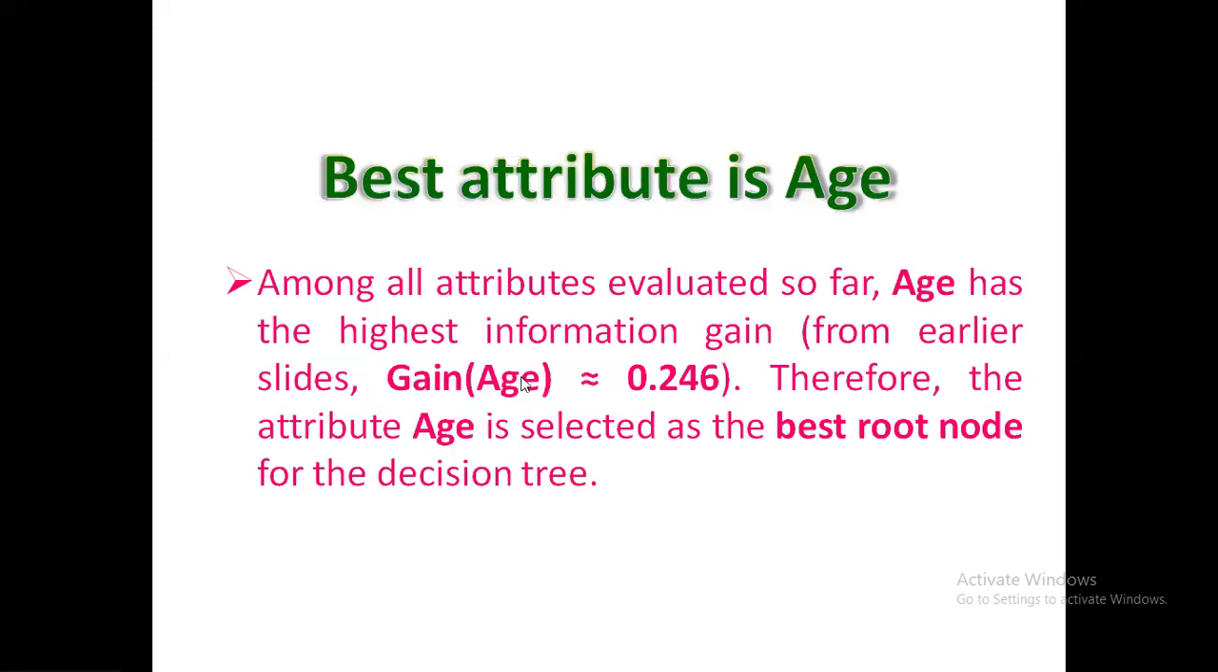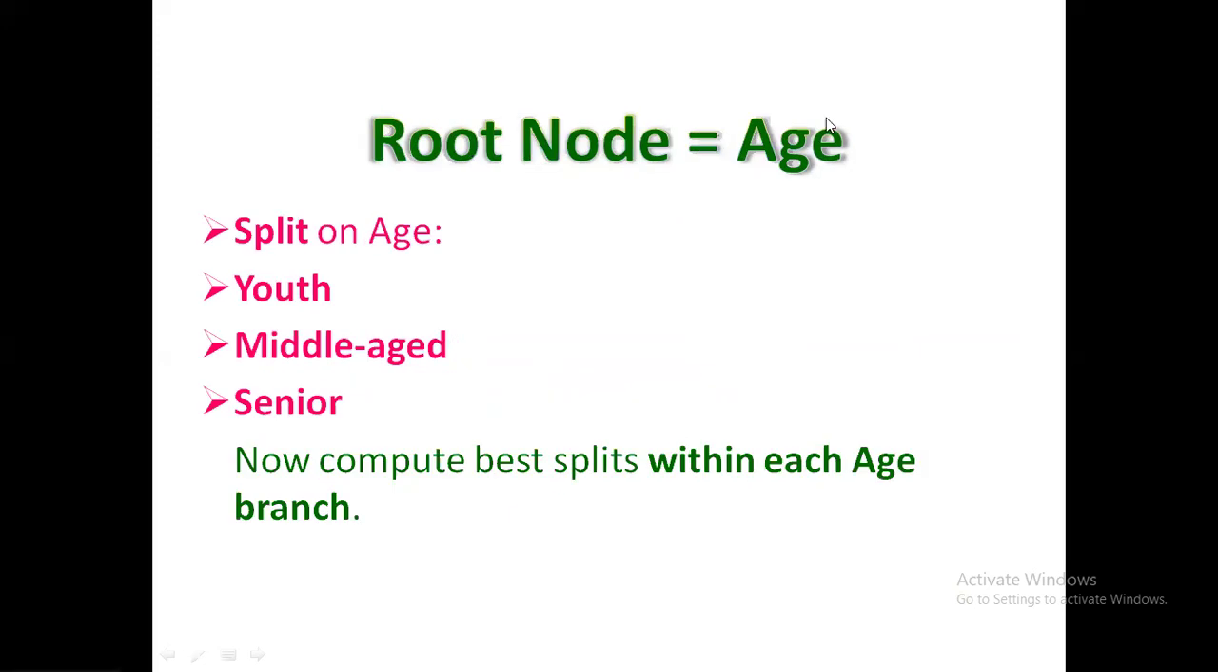0.246. Therefore, the attribute age is selected as the best root node for the decision tree. By making use of this, we have to construct the tree. So the root node is age.